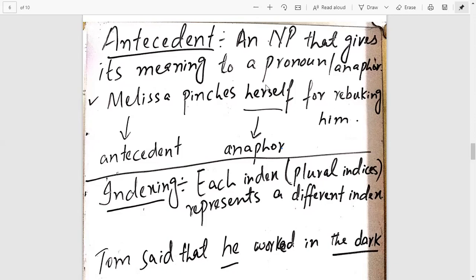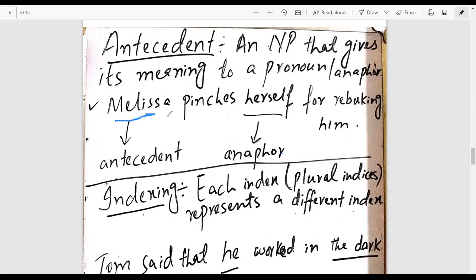For example, here: Melissa punches herself for rebuking him. In this sentence, this Melissa is an NP or antecedent, and it gives its meaning to another noun phrase in the sentence, to herself, right? So antecedent is giving its meaning to an anaphor in the sentence. For rebuking him, Melissa is not giving its meaning to this noun here, because she is directly affecting this noun phrase or this anaphor here in the sentence. So Melissa is antecedent and herself is anaphor.